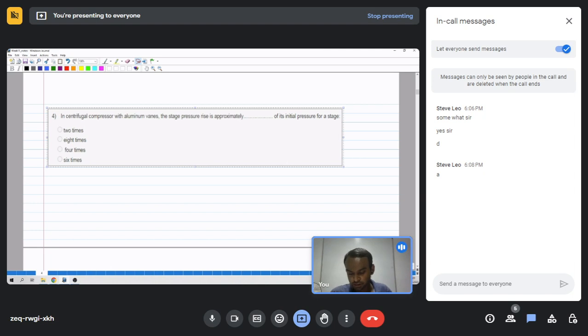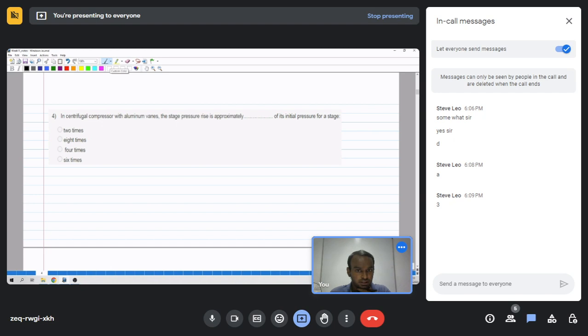In centrifugal compressors with aluminum mains, the stage pressure rise is approximately dash of its initial pressure for a stage. Two times, 8 times, 3 times, 6 times. So the answer is 4 times. So that means P02 by P01 for a single stage centrifugal compressor is generally 4:1.